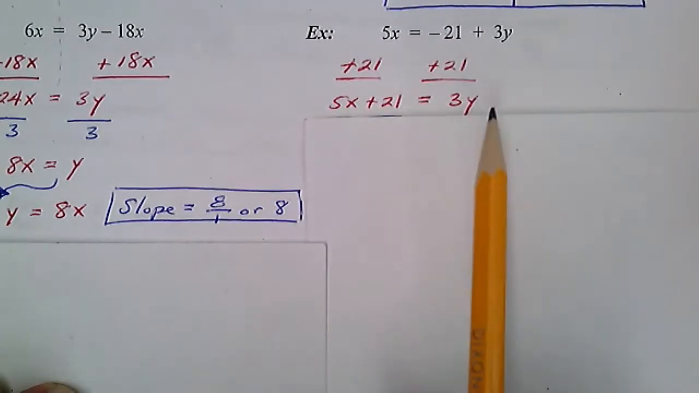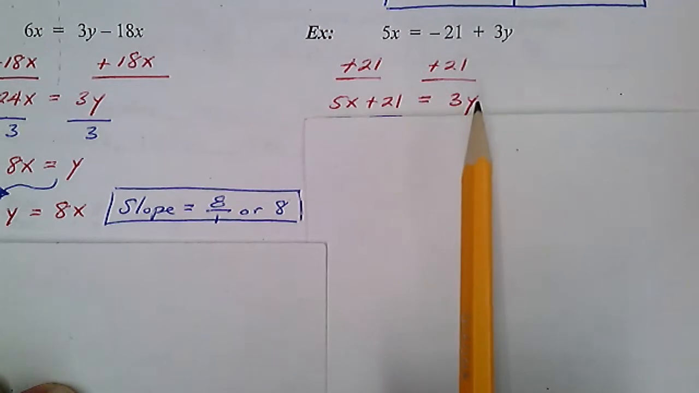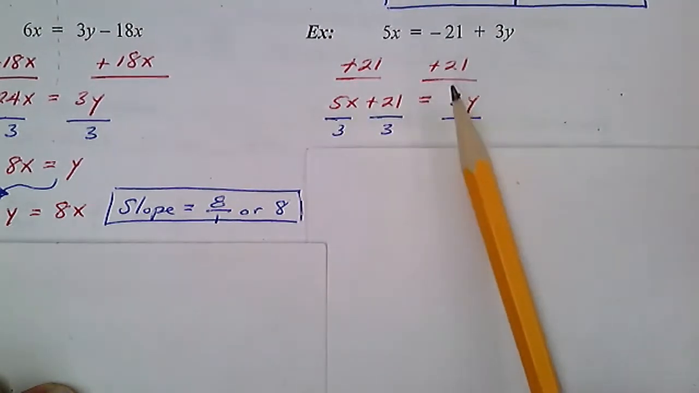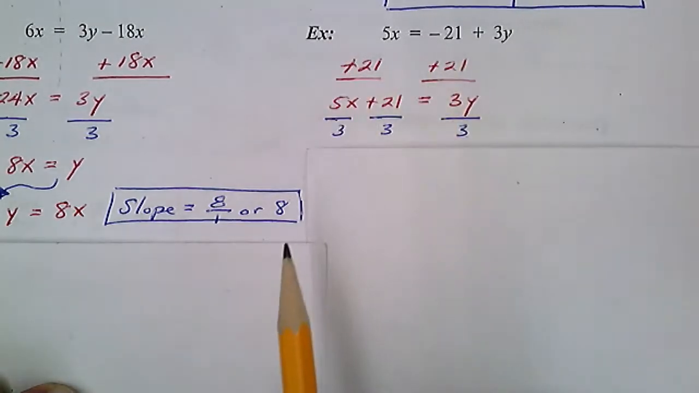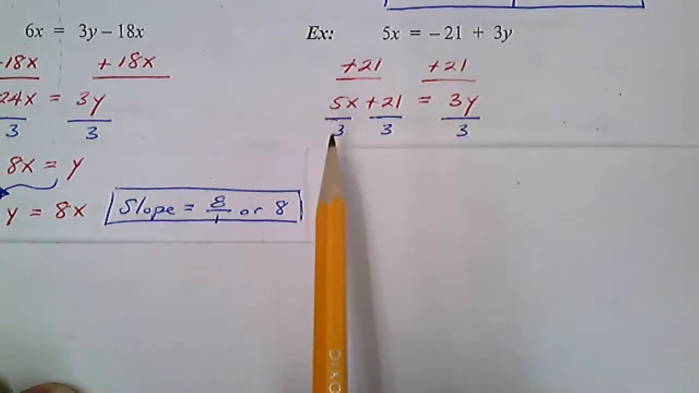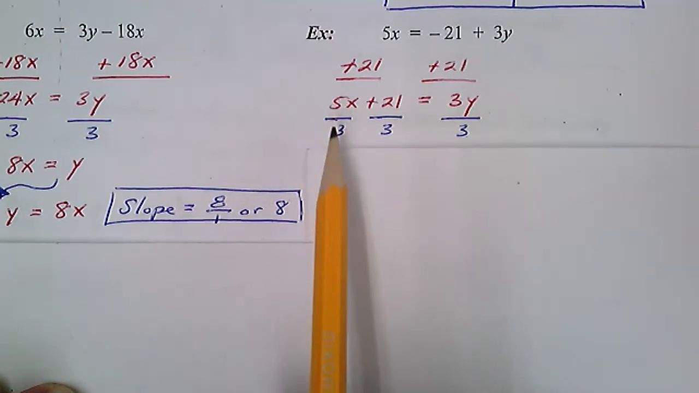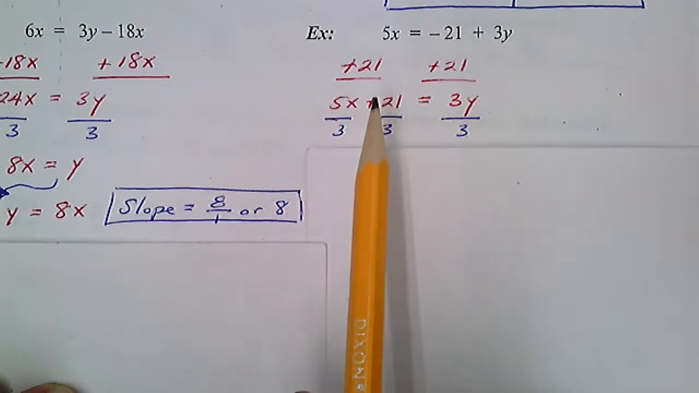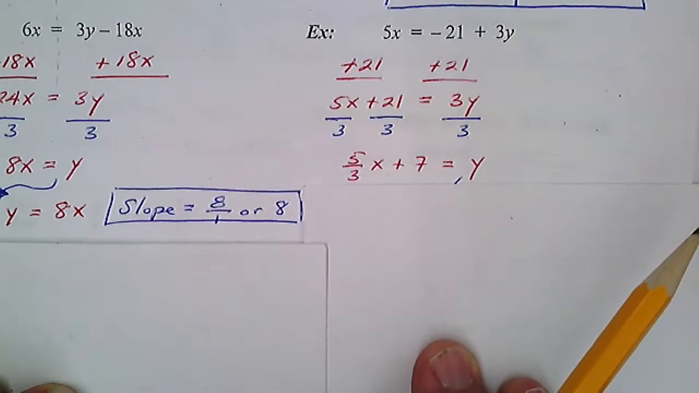And now I want the y by itself. So I want to get rid of my 3, y by itself. So I'm going to divide everything by 3. And that cancels. Now, I put this problem in here specifically because this isn't going to play nicely. So remember, if he doesn't want to go into that 5 nicely, then we just leave him alone. So it's going to stay 5 over 3. And then 21 divided by 3, that works nice. And so that comes out to 7.